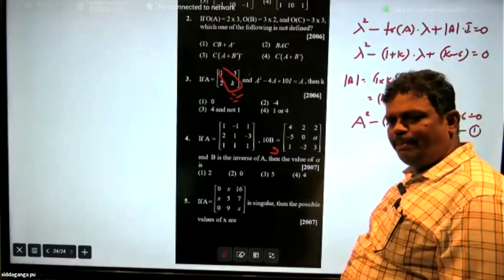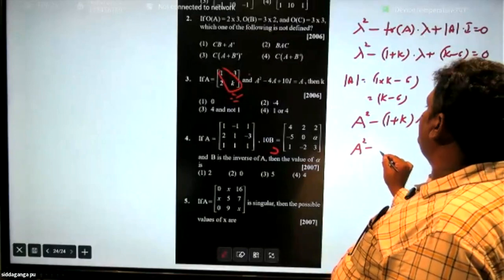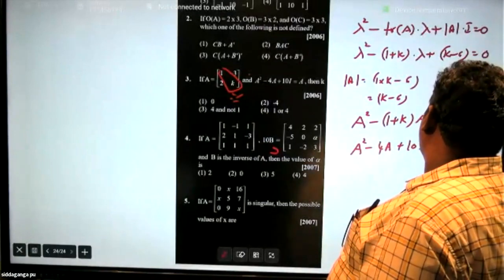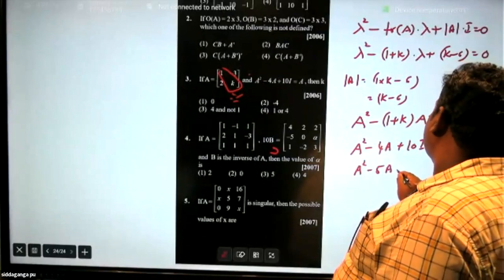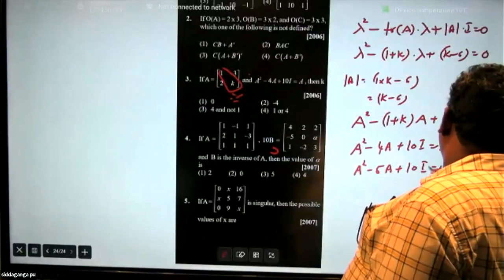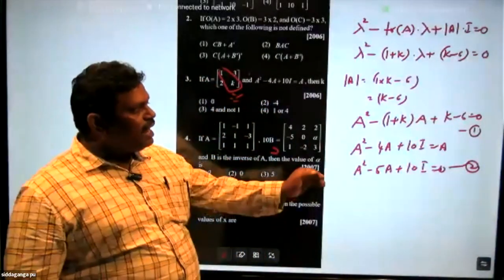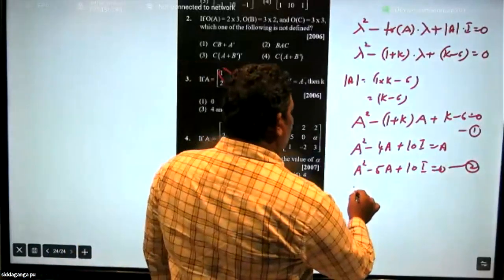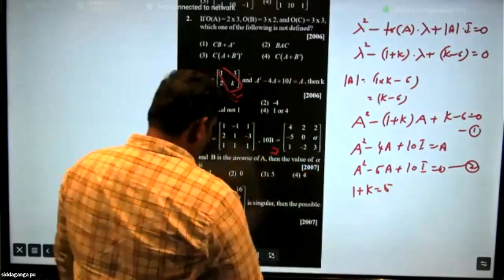But this equation we compare with the given equation. What is given? A square minus 4A plus 10I equal to A. We transfer that A to this side. Then what we write here? A square minus 5A plus 10 into I equal to 0. Now we equate these two, equation 1 and equation 2. We compare the coefficients of A and the constant value. A square is the same, so 1 plus k is equal to 5.